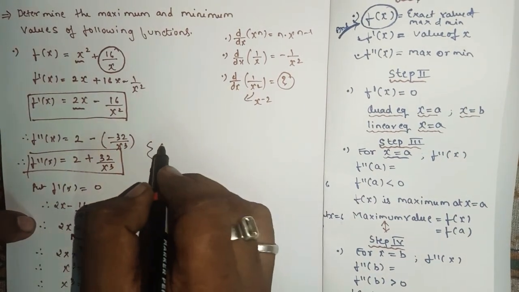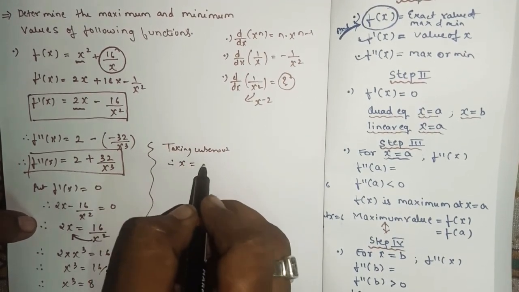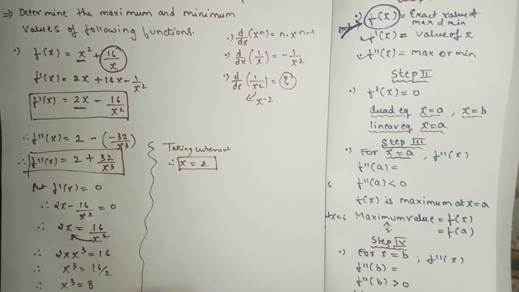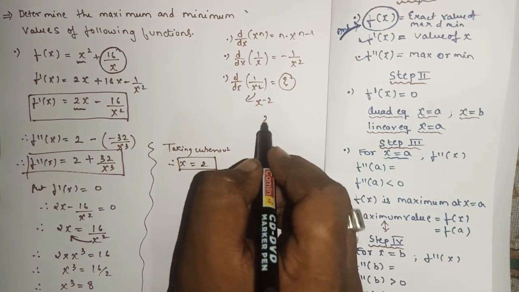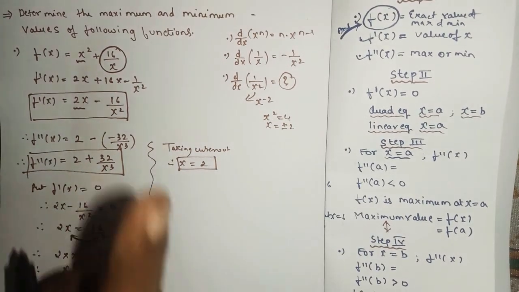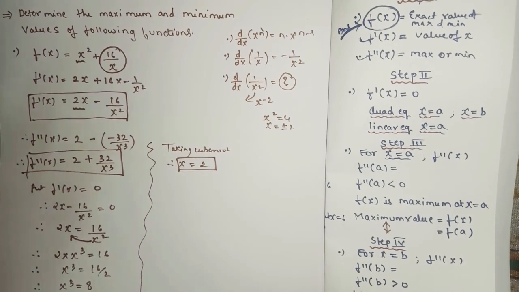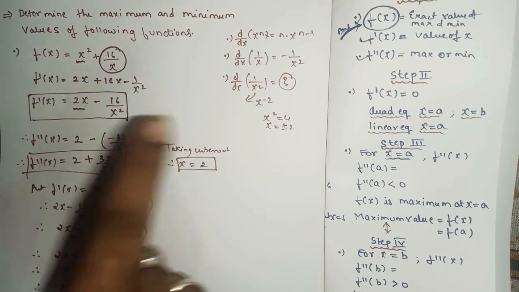After that, we take the cube root on both sides, and you will get only one answer for x, because as per the rule, when you take the cube root on both sides, you get only one answer. When you take the square root on both sides, you will get two answers of x. I hope you all know this. Whenever it is x cube, you will get only one answer. So here we got only one answer of x, so x equals to 2, which will be either maxima or minima.